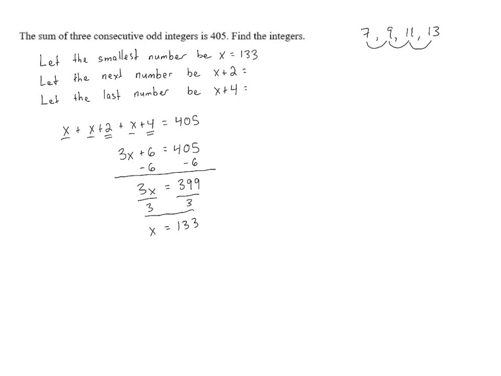We can find the other two numbers in 2 different ways. We can remember that these are consecutive odd integers. So after 133, we have to have 135 and 137. Or we can plug in the value of x into each of those expressions. x plus 2 becomes 133 plus 2, which is 135. And x plus 4 becomes 133 plus 4, which is 137.